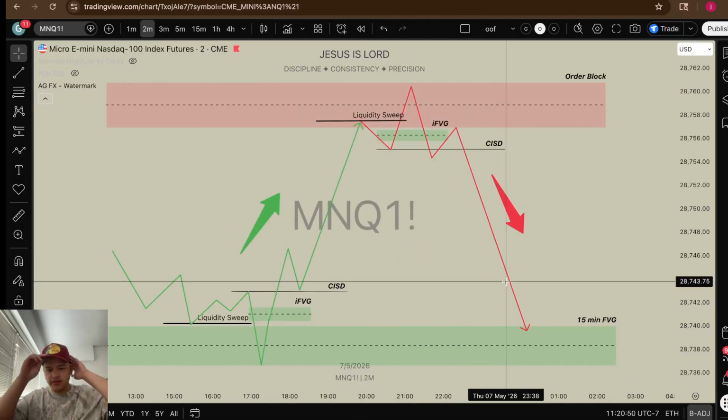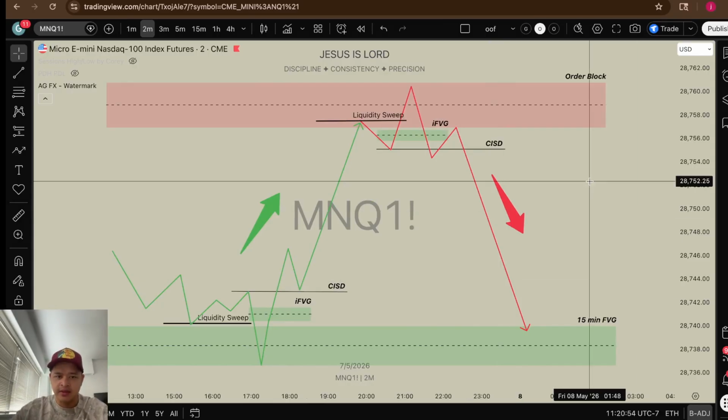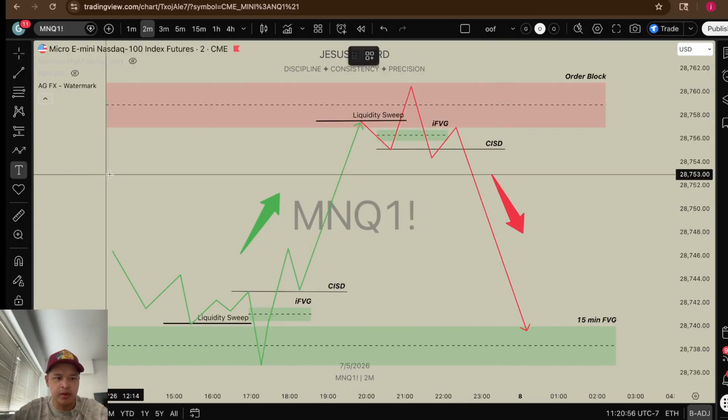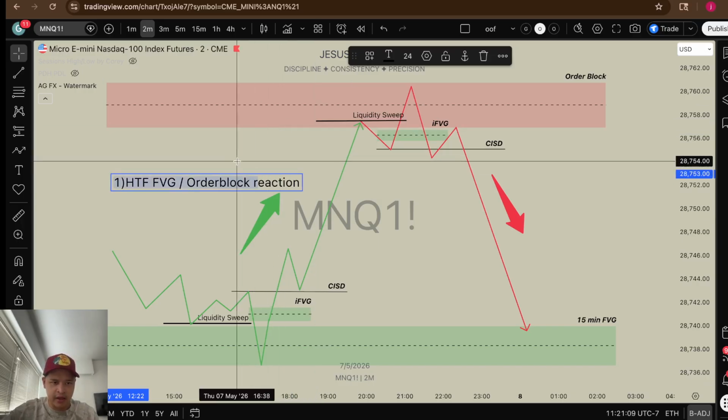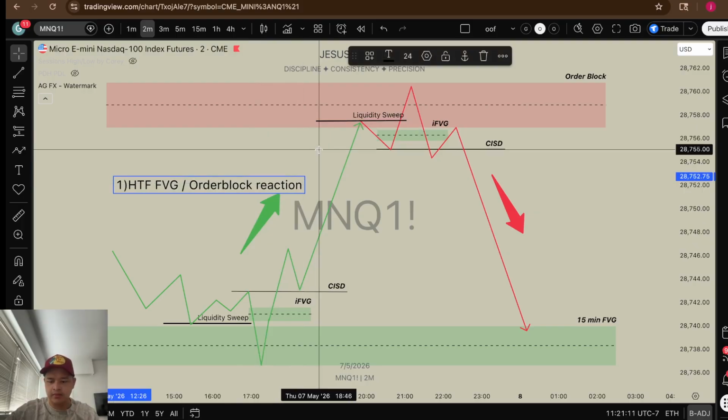All right, so this is the fun part. We're going to be putting everything together, okay? All the concepts that we need, we're going to be putting together. So, number one, okay, write this down: higher time frame fair value gap, order block reaction.